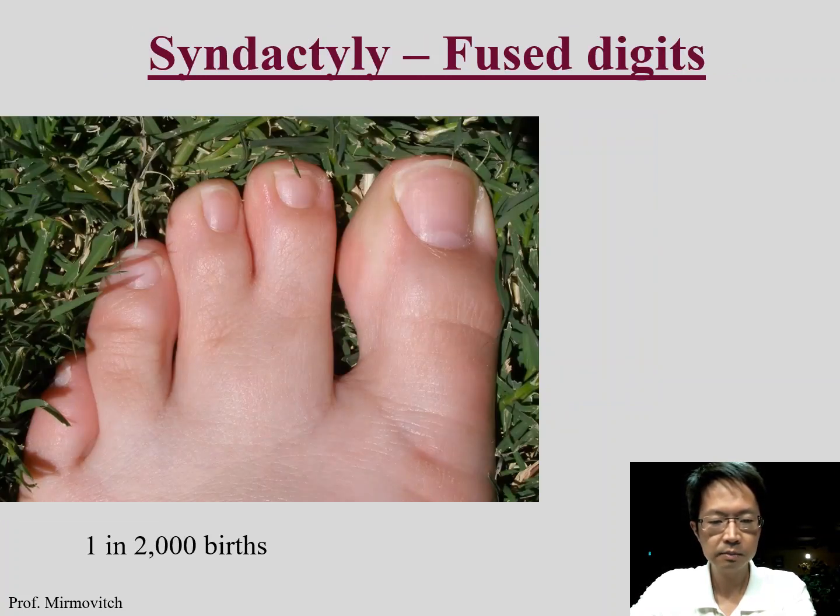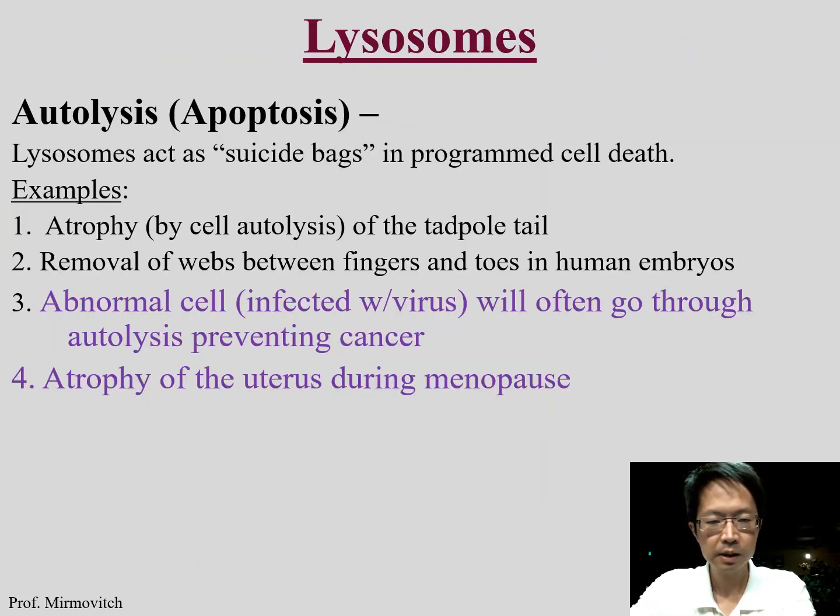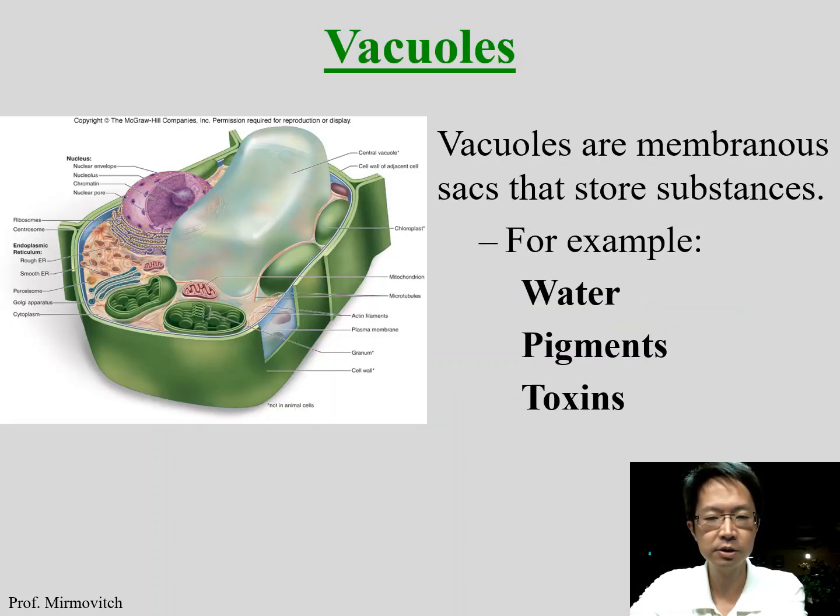And then again, syndactyly in the toes. 1 in 2,000 births. And then virus infection, as I mentioned, HPV, and also atrophy of the menopause.